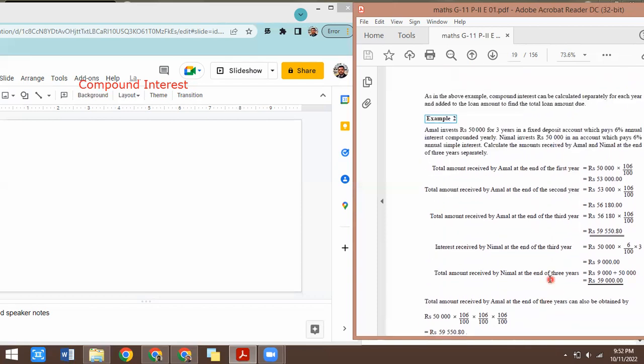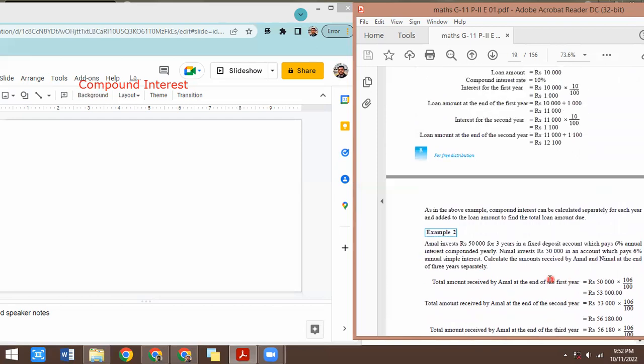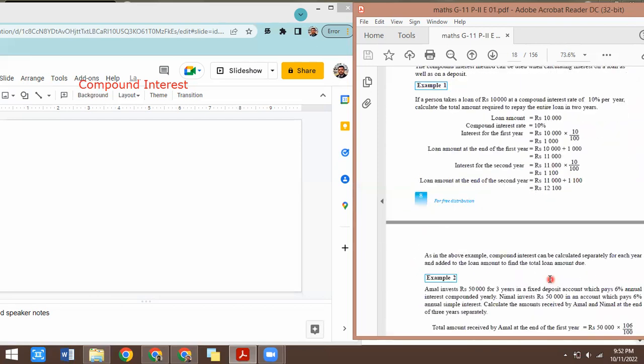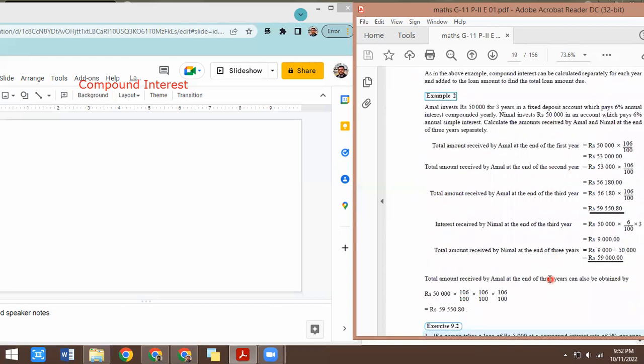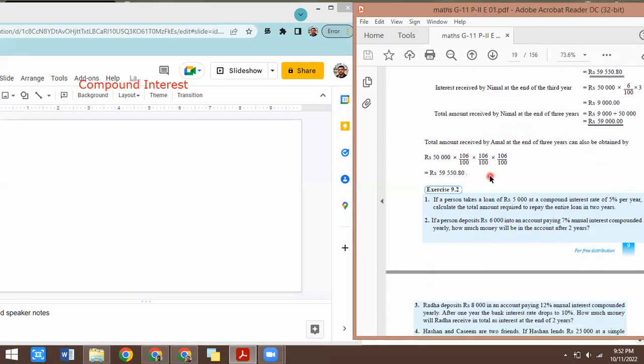So I hope you have understood completely about the compound interest method and how it is calculated and the difference between simple interest and compound interest methods. So now let us try exercise 9.2. So I'll give you some time. Let's write down the question, the first question, work out the answer, and then we will discuss the answer.